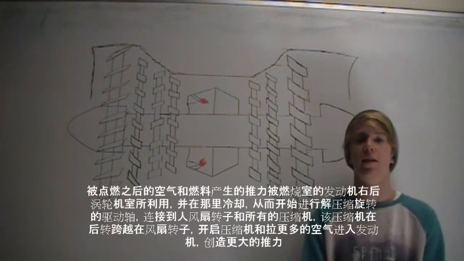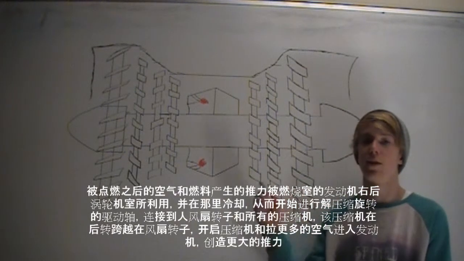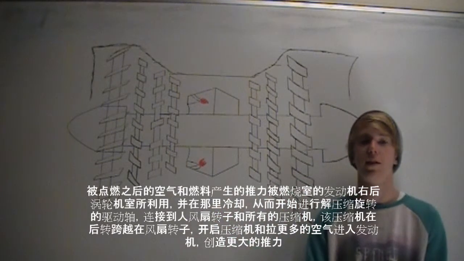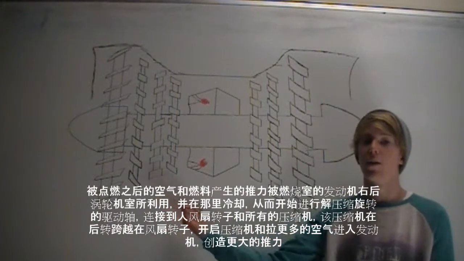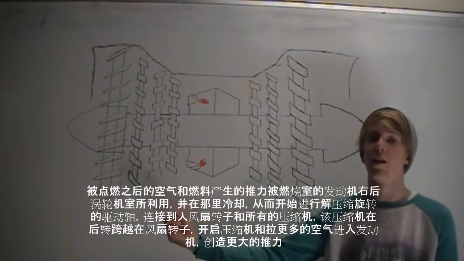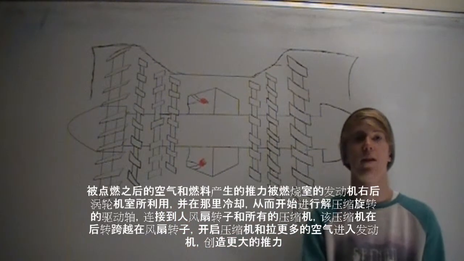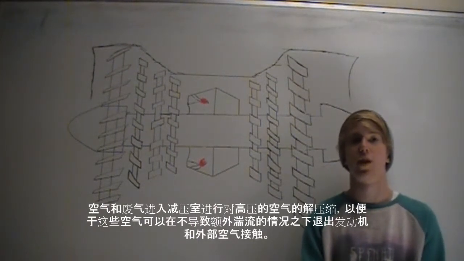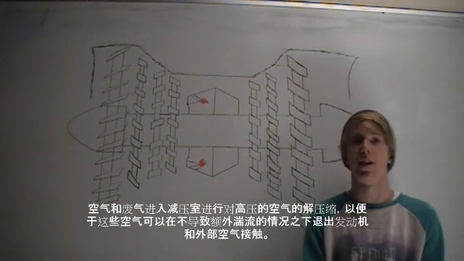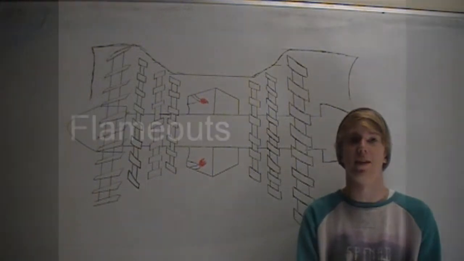After being ignited, the air and fuel create velocity, which is harvested by entering the turbine stages right after the combustion chamber, where it cools and begins to decompress, rotating the driving shaft that connects to the main fan rotor and all the compressors, which in turn spin the fan rotor, turn the compressors, and pull more air into the engine, creating more thrust. The air and exhaust gases enter the decompression chamber, which decompresses highly compressed air, allowing it to exit the engine without creating extra turbulence, and allows it to enter the external air easily.